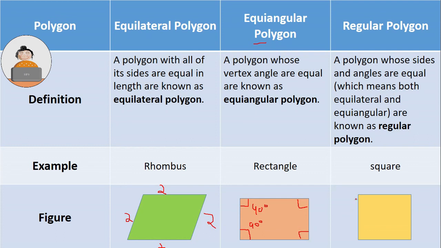Last is the regular polygon, a polygon whose sides and angles are equal, which means both equilateral and equiangular is known to be a regular polygon. For example, a square which has all of its sides of 2 units and the interior or vertex angles of 90 degrees, which makes the square an example of a regular polygon.